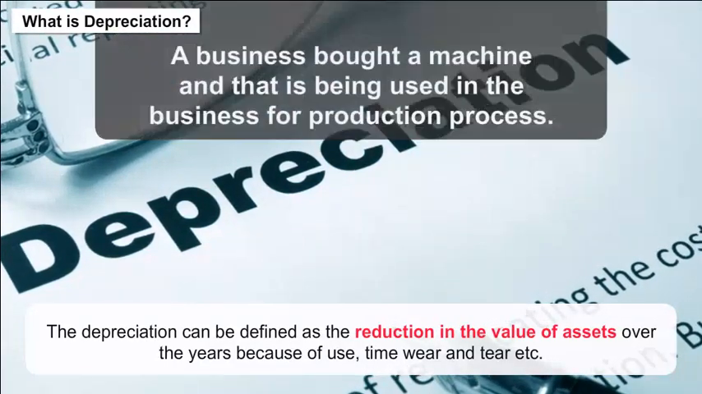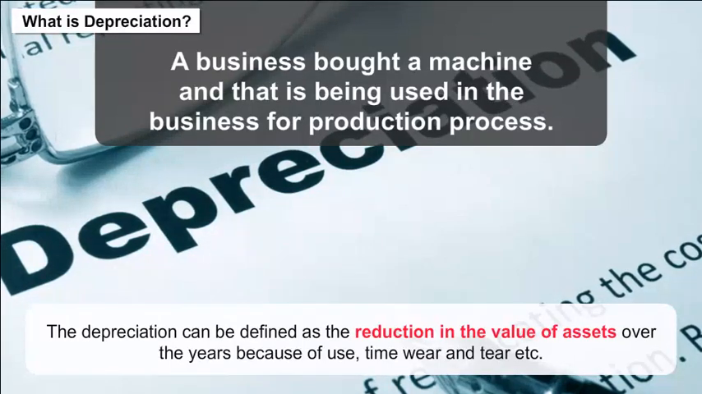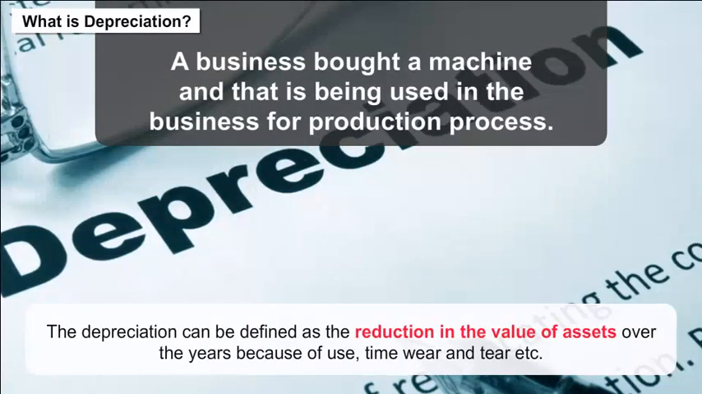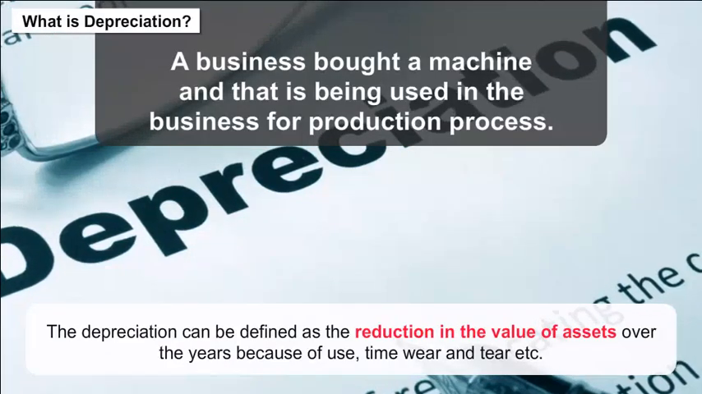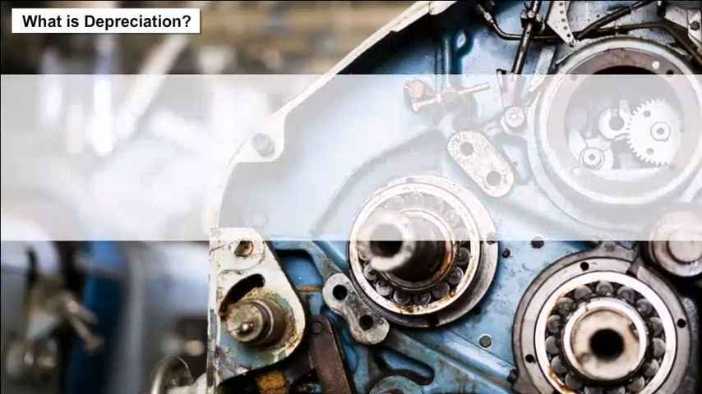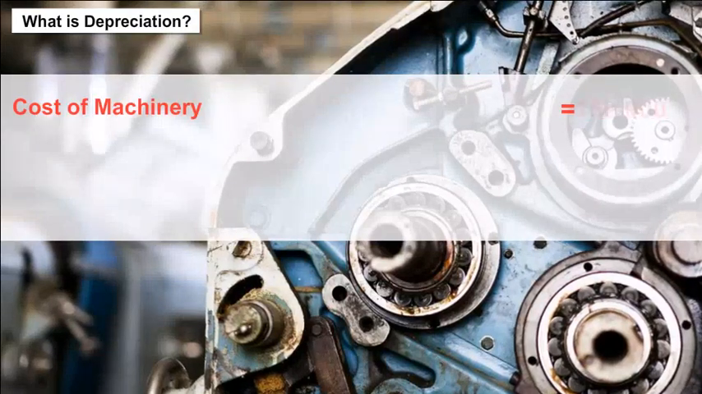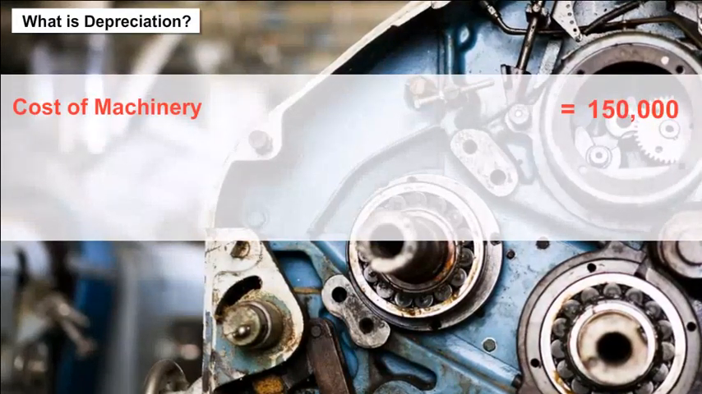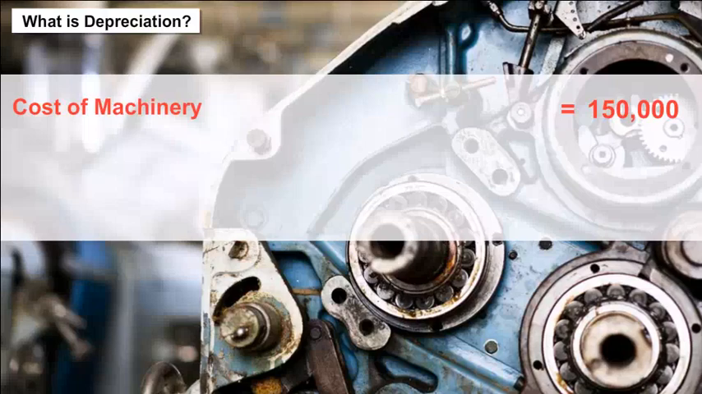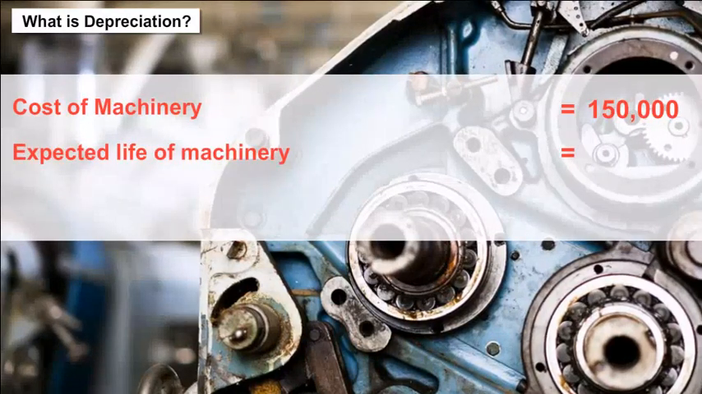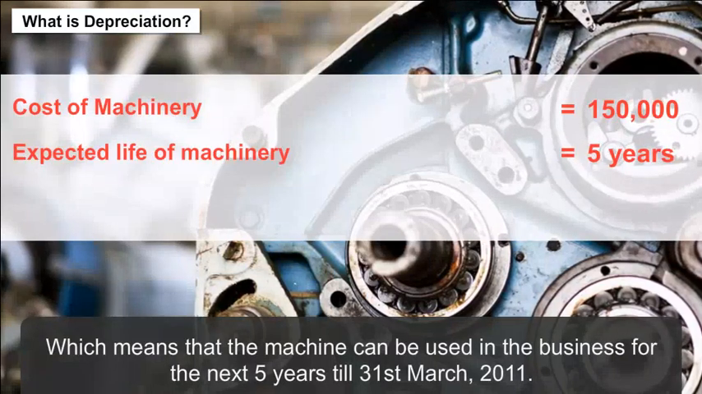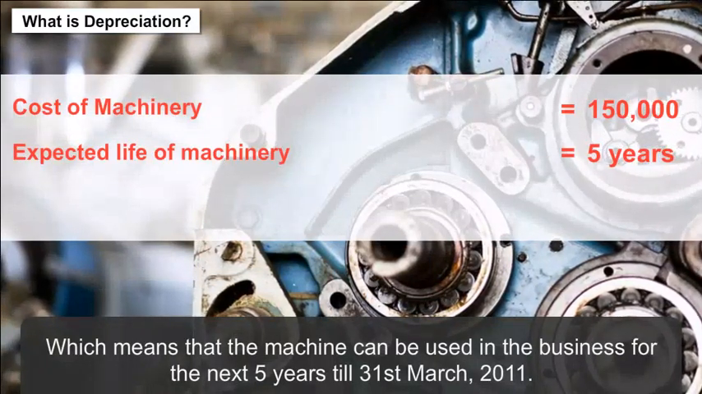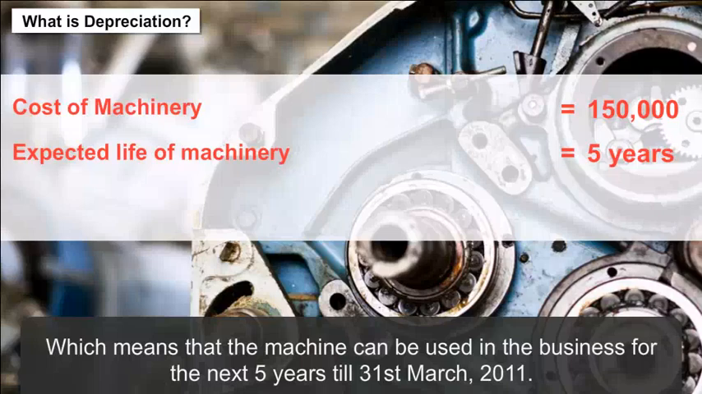For example, a business bought a machine that is being used in the business for the production process. The value of that machine reduces with usage. Let us take an example. A machine is bought for 1,50,000 rupees on 1st April 2006. The useful life of the machine is expected to be 5 years, which means that the machine can be used in the business for the next 5 years till 31st March 2011.